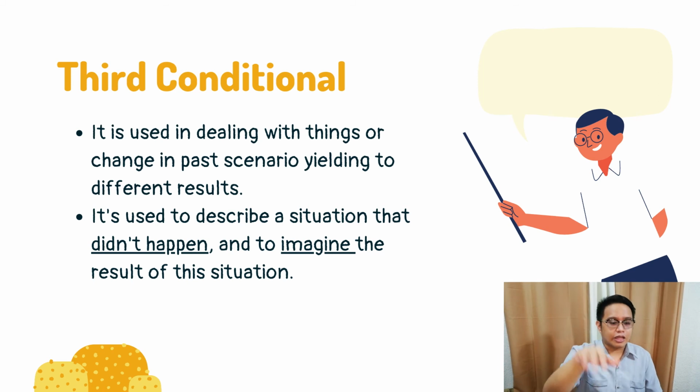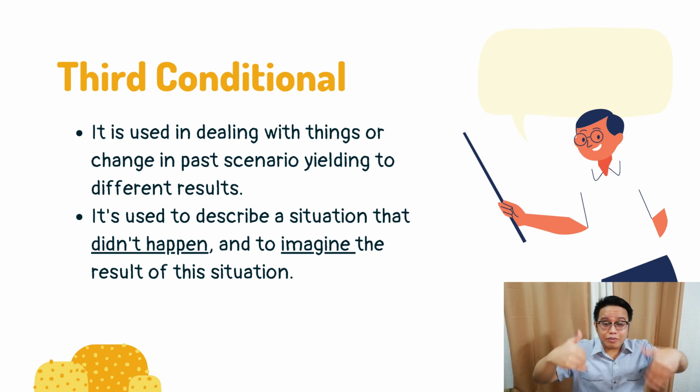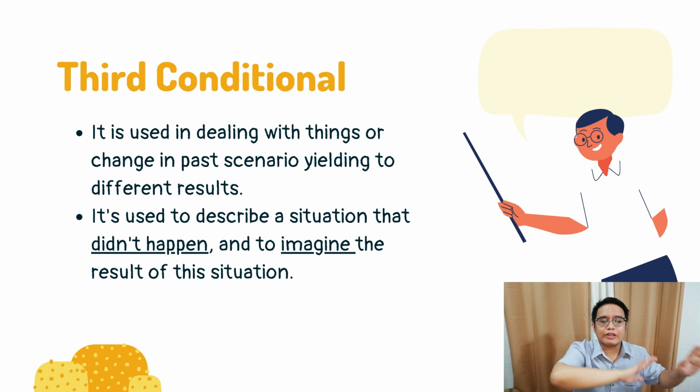Let's say for example, let's read. It's used in dealing with things that are changed in past scenario, yielding to different results. So you were hoping that what happened had been a different scenario. So that scenario is our condition.